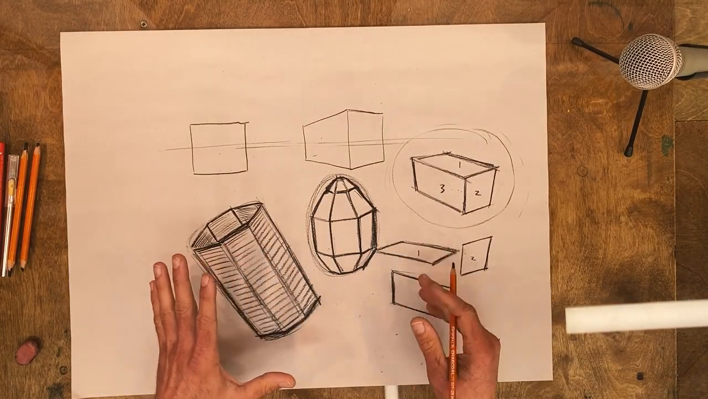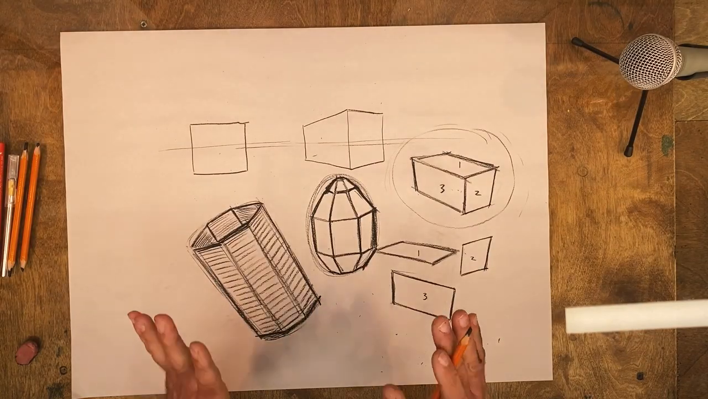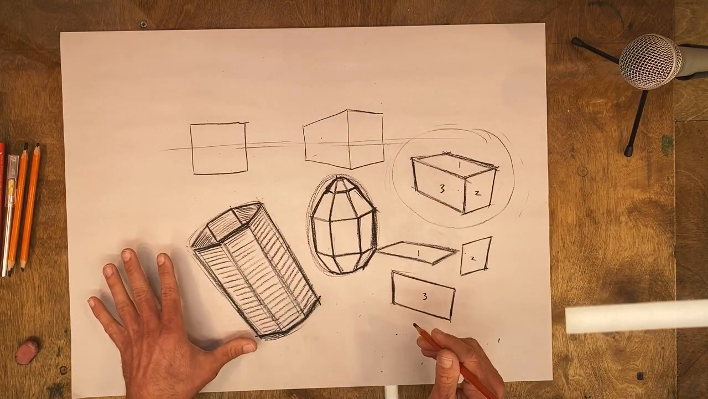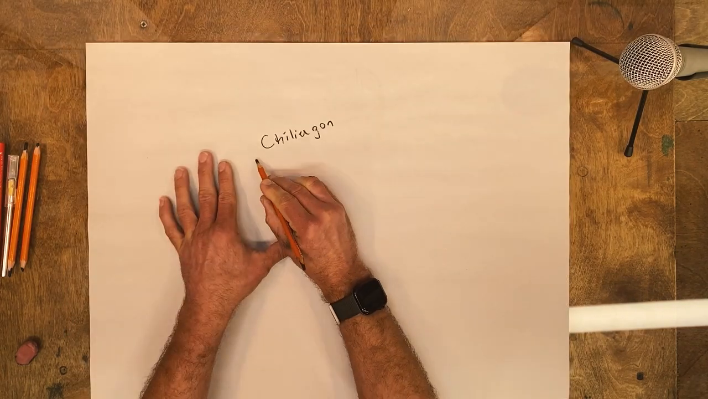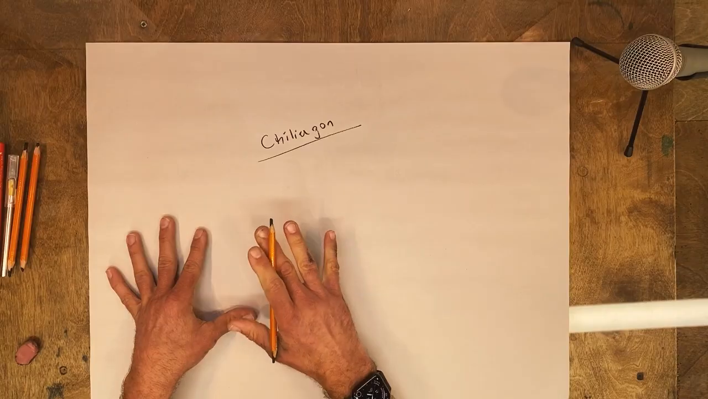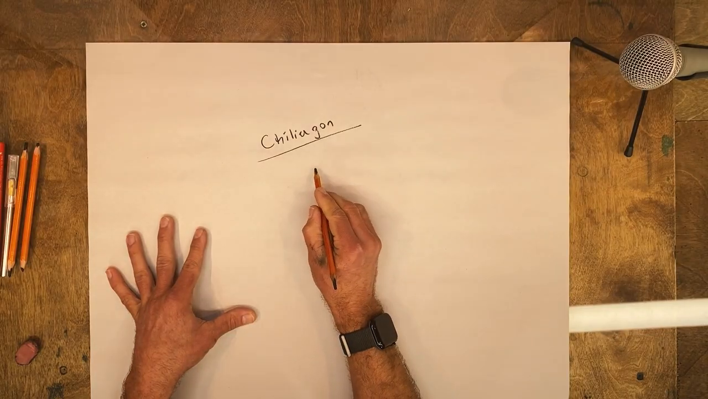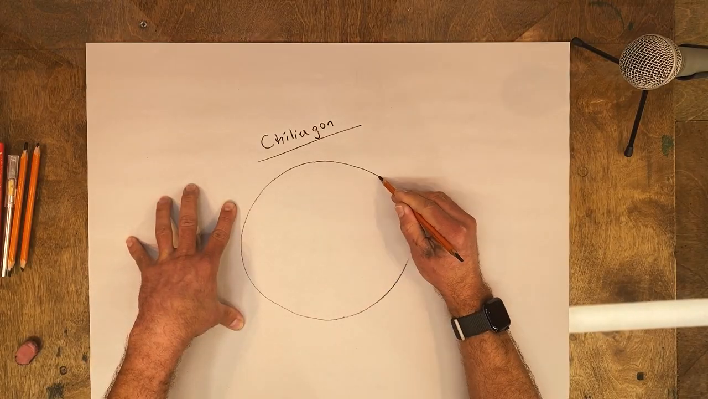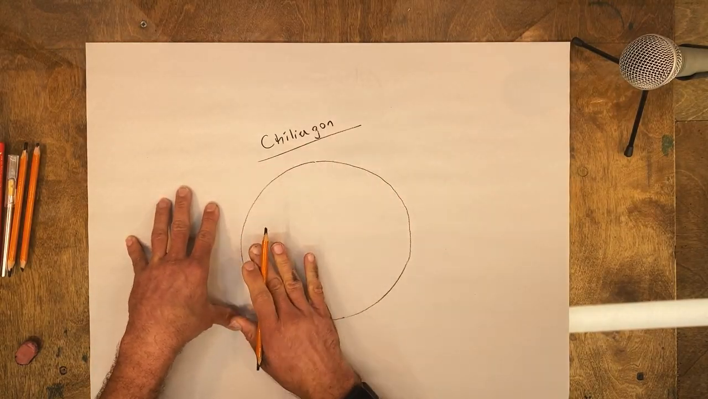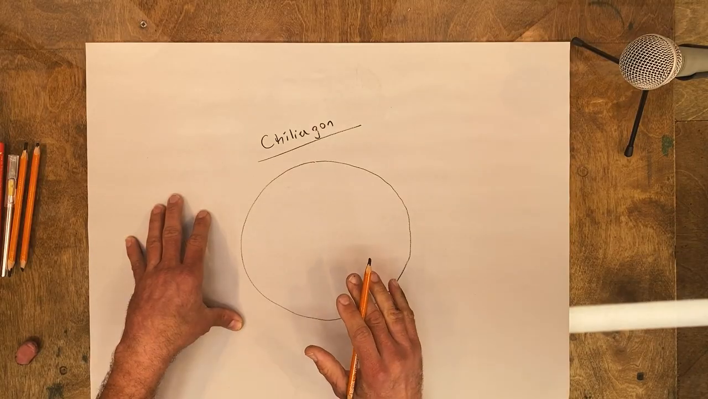So one last thing before we move over to the easel is an important idea, which is this idea in geometry of something called a chiliagon. A chiliagon is a 1,000-sided figure. So it looks like, in its regular form, it just looks like a circle or an ellipse.